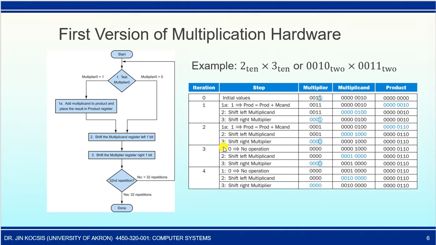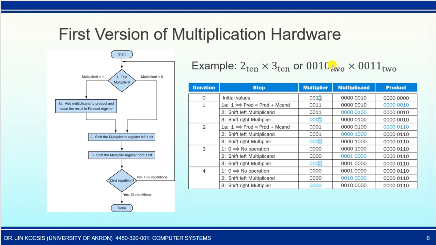Okay, so now let's look at this example. Here I try to implement the multiplication between 2 and 3. Okay, these are decimal numbers. If we convert to binary numbers, 0010 and 0011. Here the assumption is my hardware supports 4-bit multiplication, rather than 32-bit. This has no special meaning. It's just to simplify our demonstration.